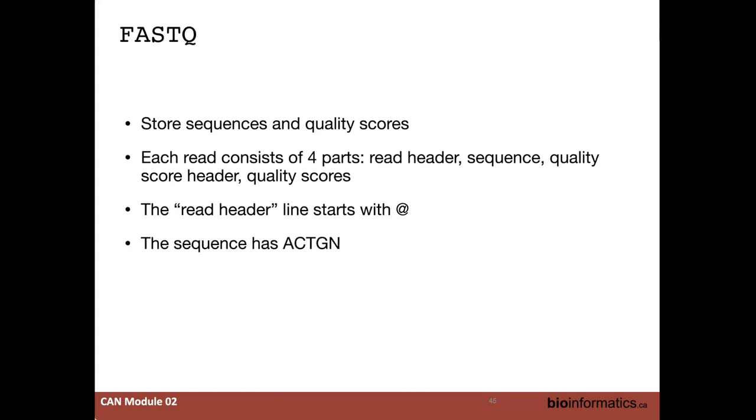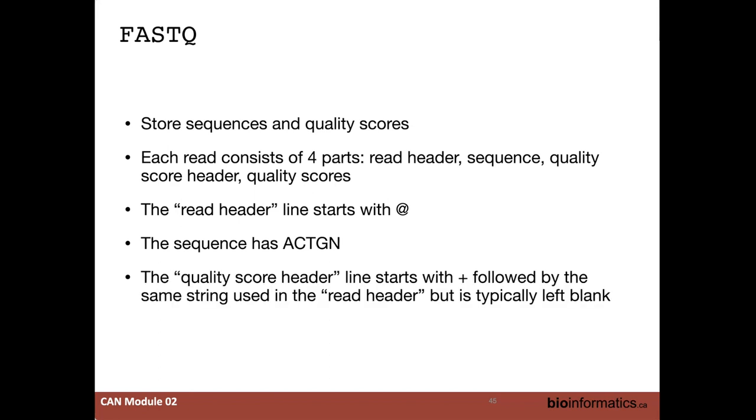The sequence itself in this particular case has A, C, T, G, and N. And the quality score header, again, I'm just going to reinforce this, has a plus sign followed by some text, which usually matches the read header. But again, I've never, ever seen many places these days use that. So it's always just going to be a plus sign on its own, because those 4 lines are always adjacent to one another. And lastly, the quality scores are all ASCII characters.